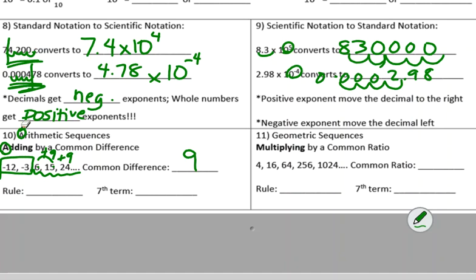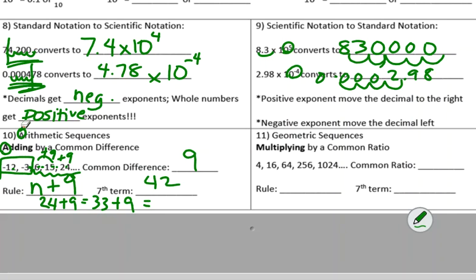When we ask you to write the rule, we're looking at how you are getting from one term to the next. So we're saying n, any one of these numbers, plus 9. And if you're looking for the 7th term, you just need to figure out, well, how many terms do I already have? 1, 2, 3, 4, 5. So in order to find the 6th term, I'm going to say 24 plus 9, which is equal to 33. Okay, and then I'm going to add 9 to that one more time to find the 7th term. 33 plus 9, what is that? That should give you 42.